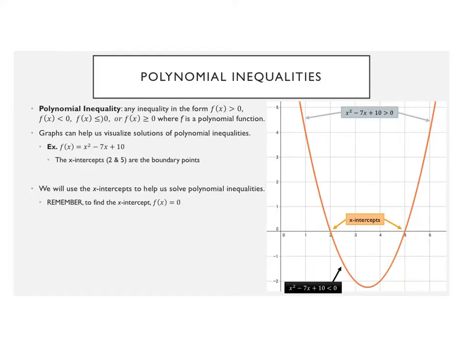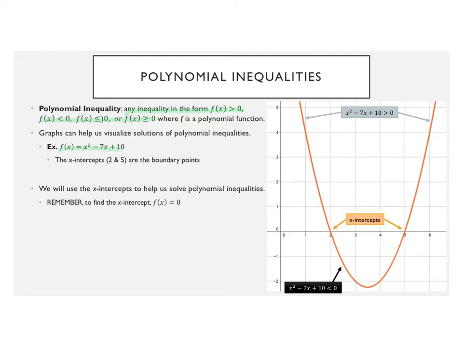So let's talk about the definition of a polynomial inequality. It is any inequality in the form f of x is greater than 0, less than 0, less than or equal to 0, or greater than or equal to 0, where f of x is a polynomial function. And we like the graphs because they can help us visualize solutions of polynomial inequalities. So notice we have an example, x squared minus 7x plus 10.